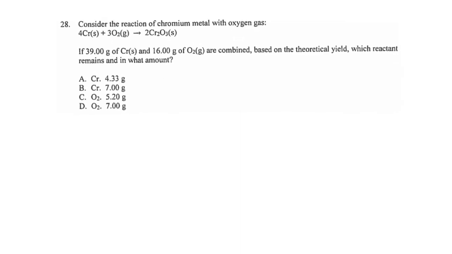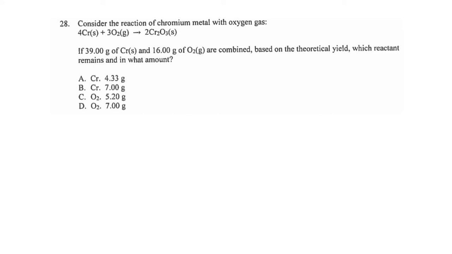Let's move on here. As we get on in the packet, we'll get away from chapter 3. I think after this slide, we'll go through some other questions from earlier chapters. But we have 4 chromium plus 3 O2 goes to 2 Cr2O3. This is just the chromium metal reaction with oxygen.